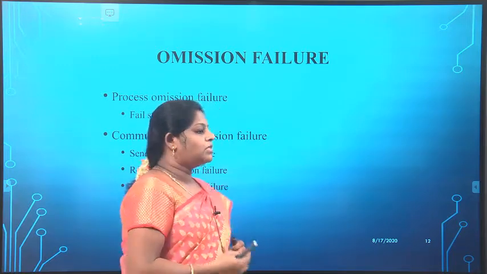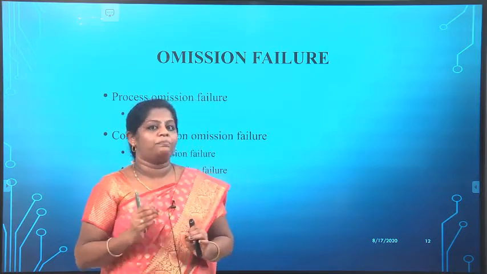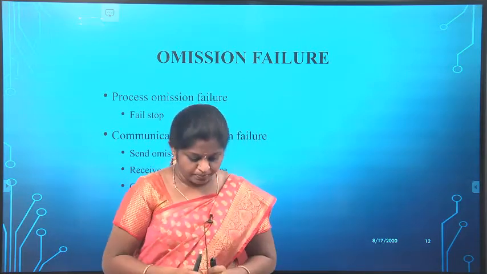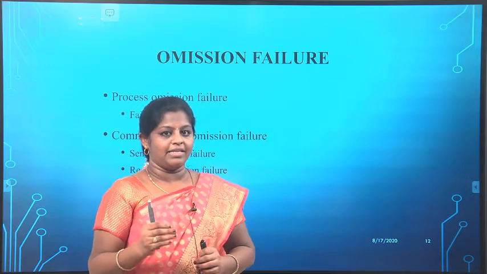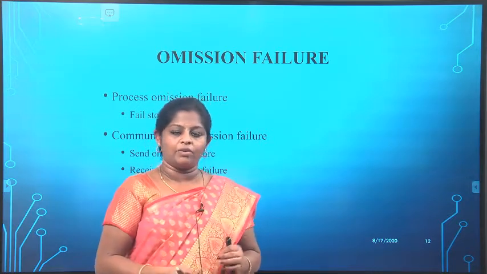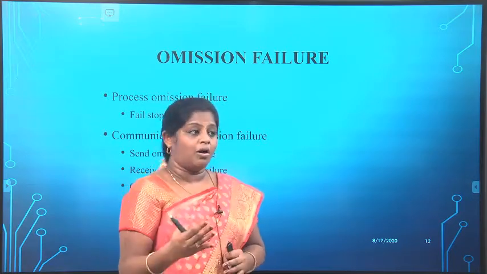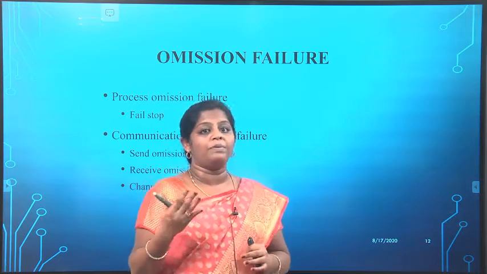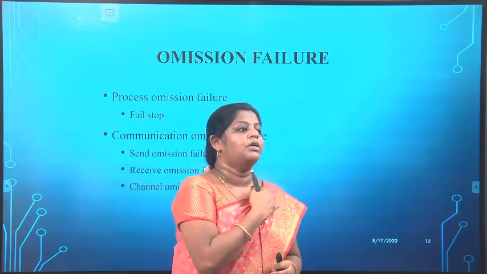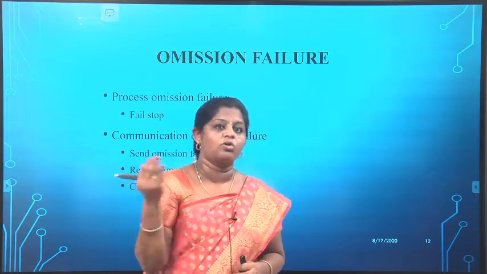What is the process omission failure? It occurs due to a process crash or because the execution of the process could not continue. That means either somewhere the process crashes. Crash, you know, right? Crash means something gets damaged in between. Or the execution of the process could not continue because of the process crash.